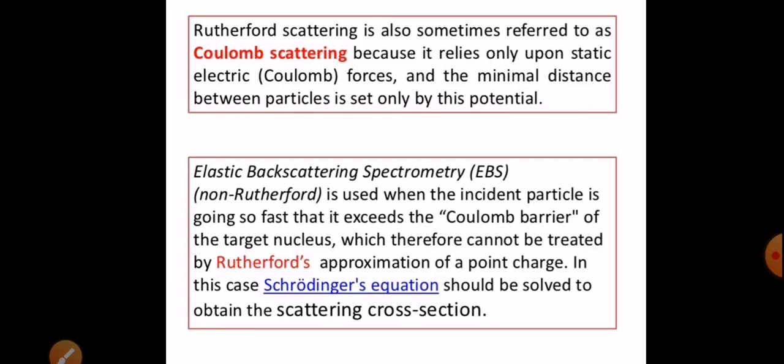Then it is actually a Coulomb scattering process itself. This Rutherford scattering is a Coulomb scattering process because it relies only upon the static electric forces, and the minimal distance between particles is set only by this potential. That is, it is a Coulomb scattering process.